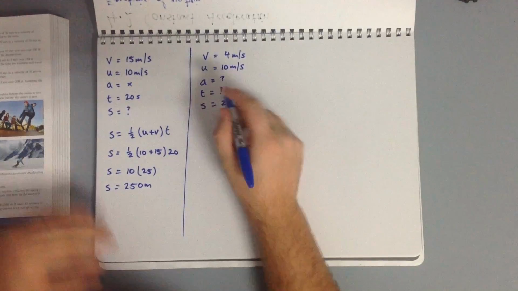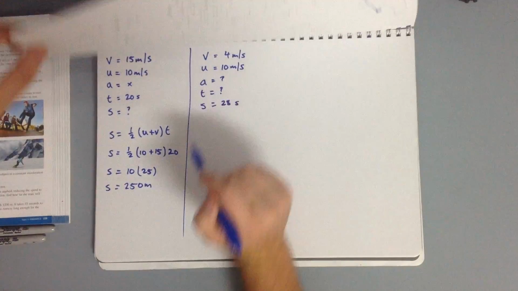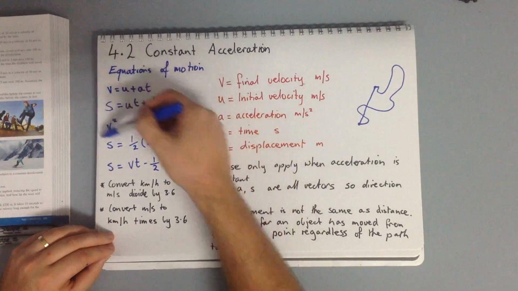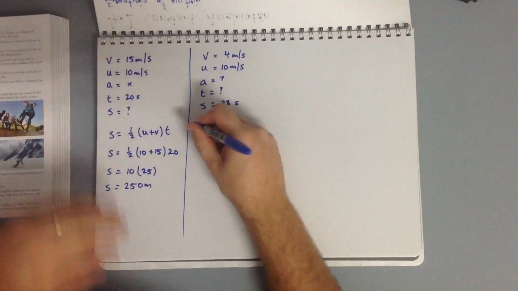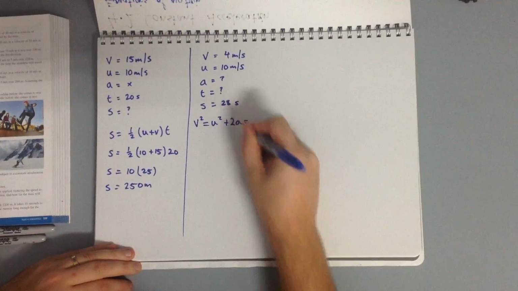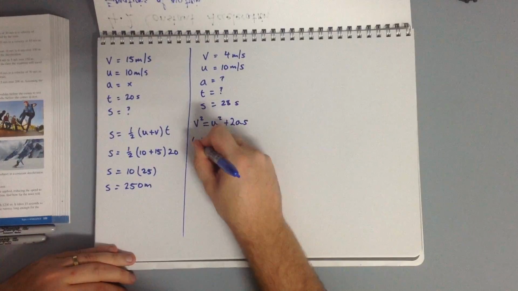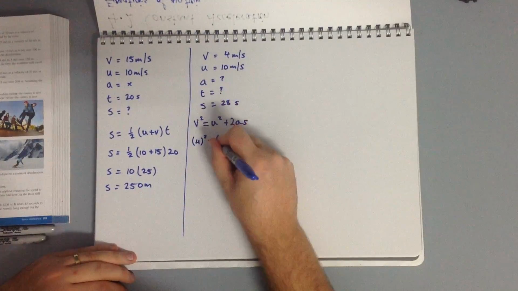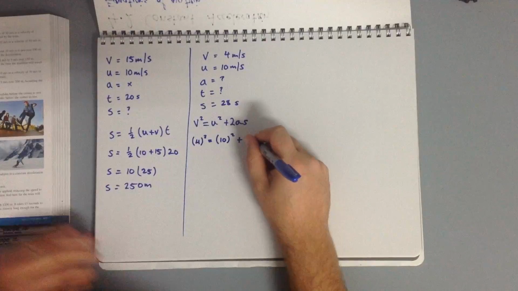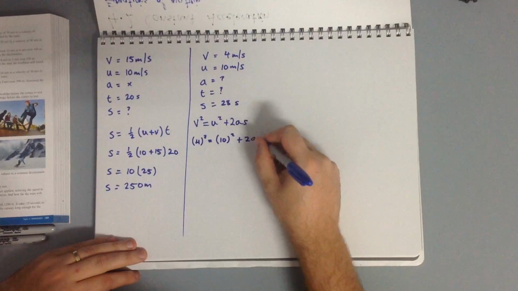So I'll start off by finding our A. We look back: which equation doesn't include T? Here we go, V squared equals U squared plus 2AS. For V we know we've got 4. Our U is 10, plus 2AS, and our S was 28.